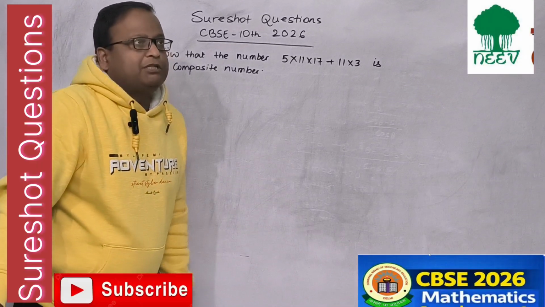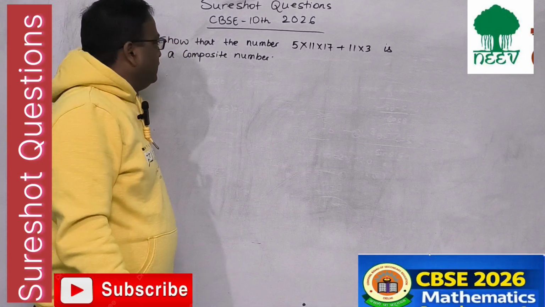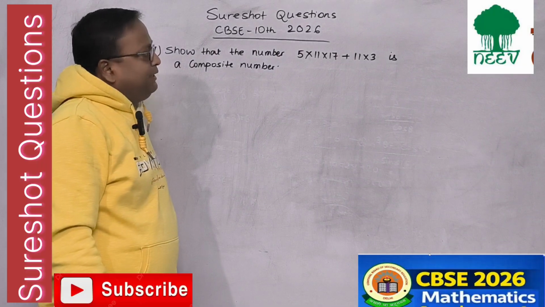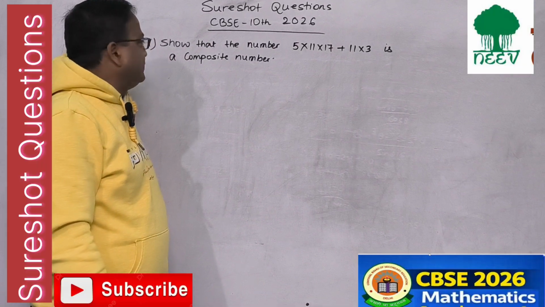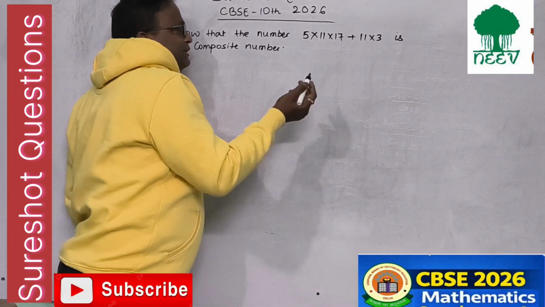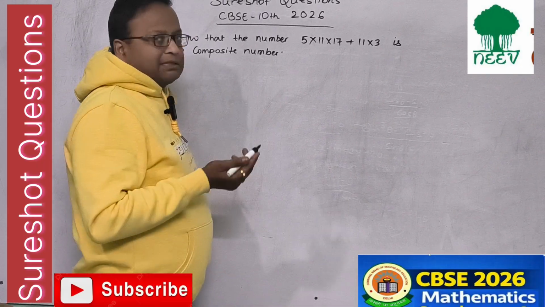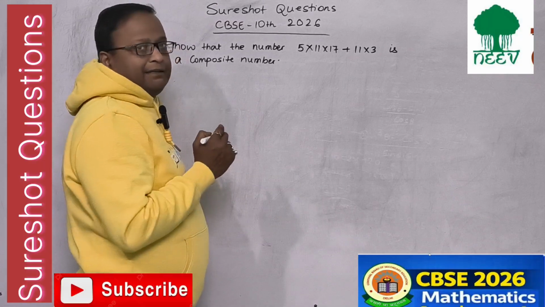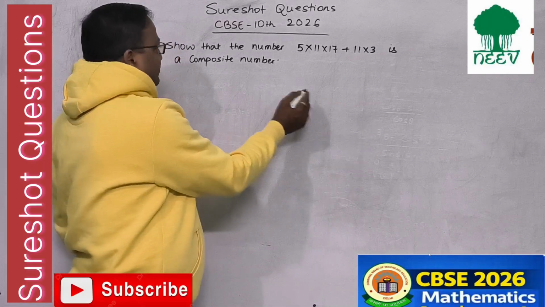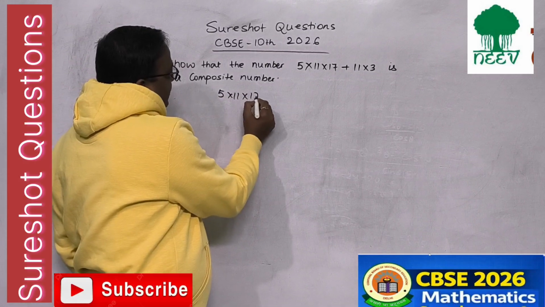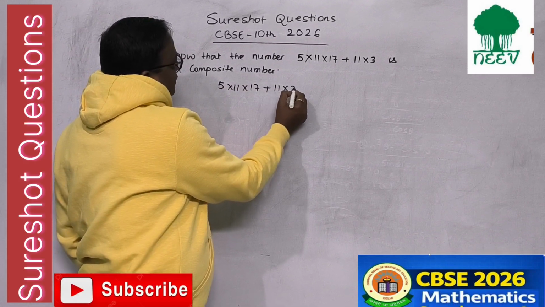So we have reached question number 7. The question says, prove that the number 5 into 11 into 17 plus 11 into 3 is a composite number. Okay? It's very easy, but normally students skip this type of question. Kindly do not, because these are again highly probable questions. So what we'll do is 5 into 11 into 17 plus 11 into 3.